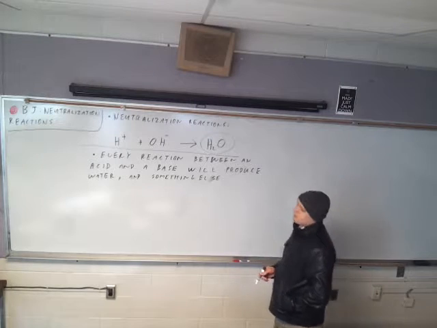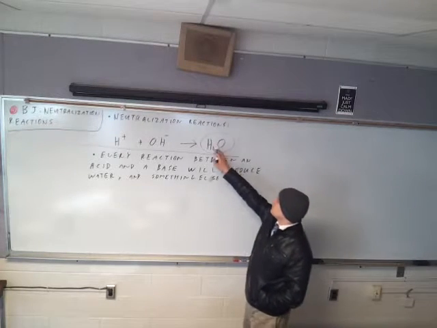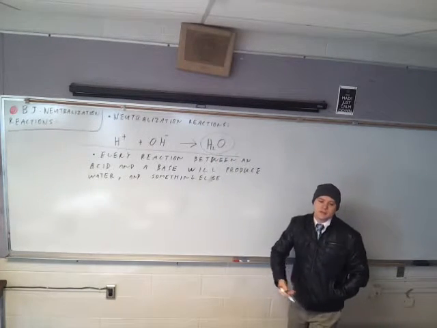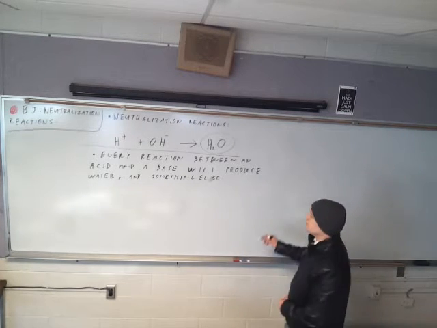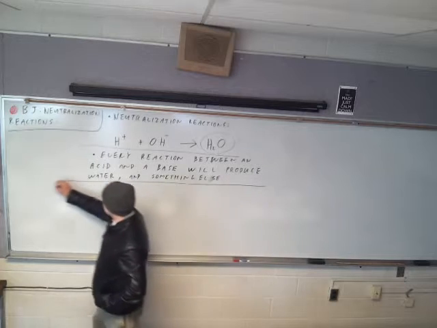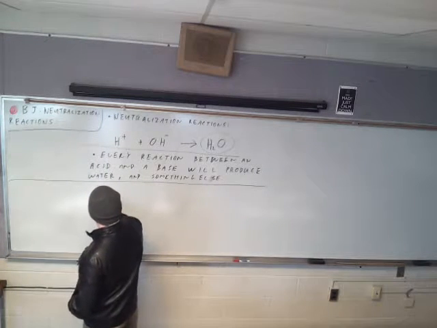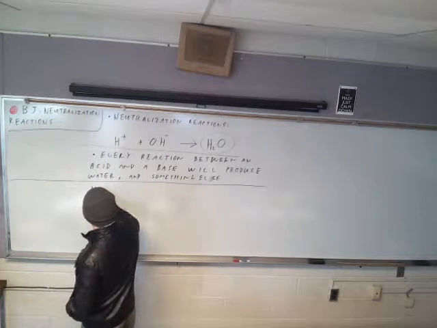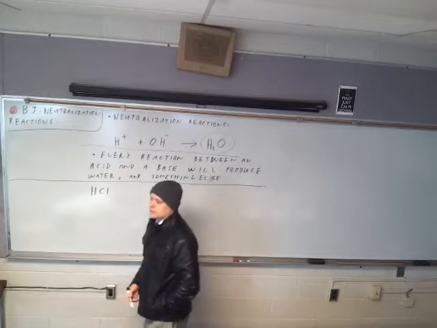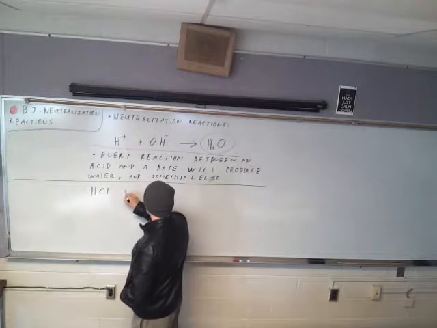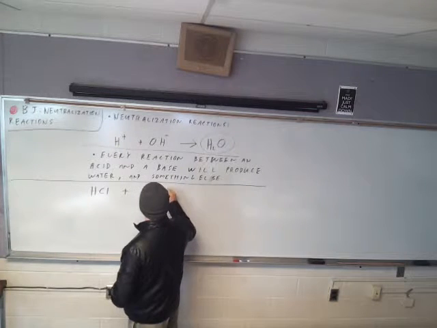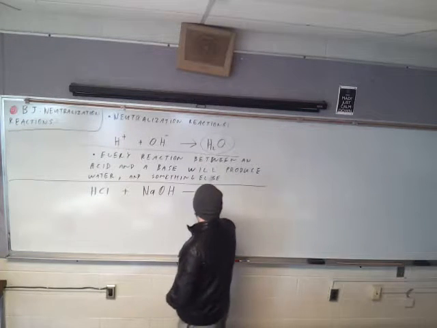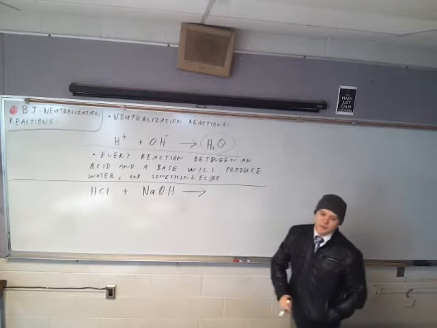All right. So there's always going to be water as one of the products, and then whatever's left, the cation from the base and the anion from the acid are going to come together and make something else. So let's look at an actual neutralization reaction. Let's say we have hydrochloric acid, right? One of the most common acids that we use, and sodium hydroxide, one of the most common bases that we use. Let me put these things both inside some water.